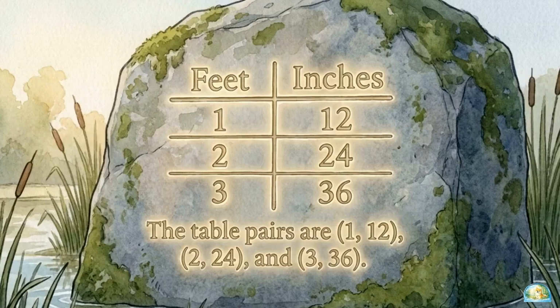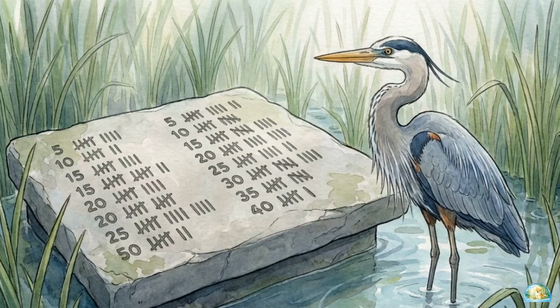Wren reaches the paired table stones. Here we can organize everything we've observed into data, starting with standard length. The relationship carved here shows that 1 foot is equal to 12 inches. Multiplying our next entries by 12, we find that 2 feet is 24 inches and 3 feet is 36 inches. The completed table pairs are 1, 12, 2, 24, and 3, 36. This table serves as a clear record of the physical relationships Wren encountered on her journey.